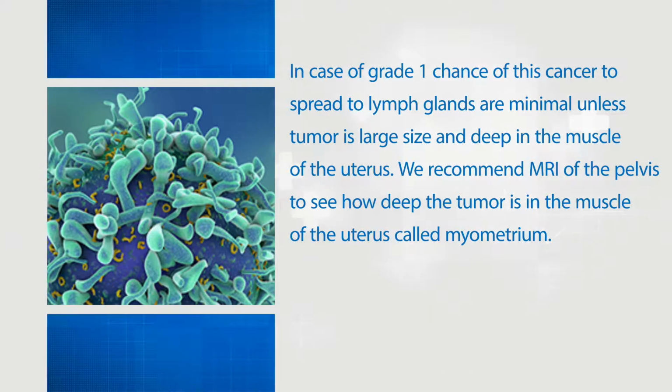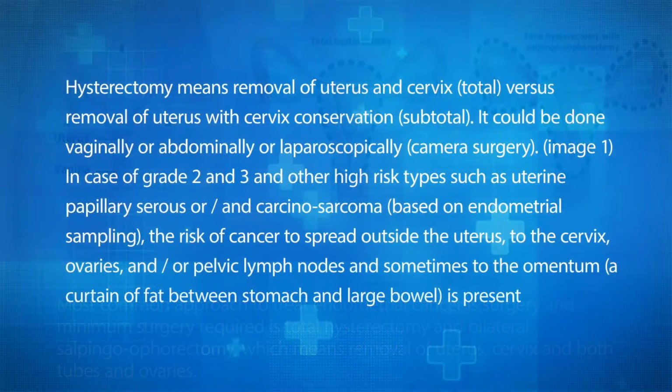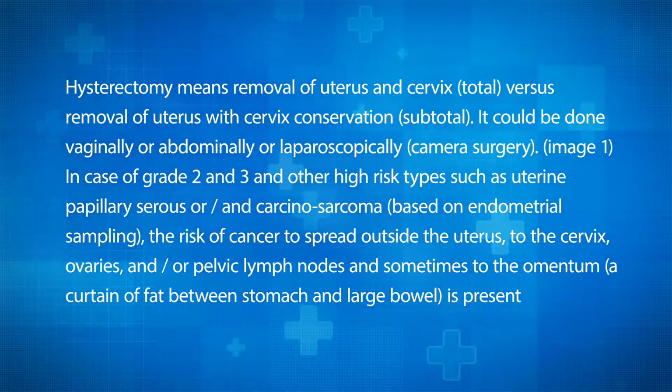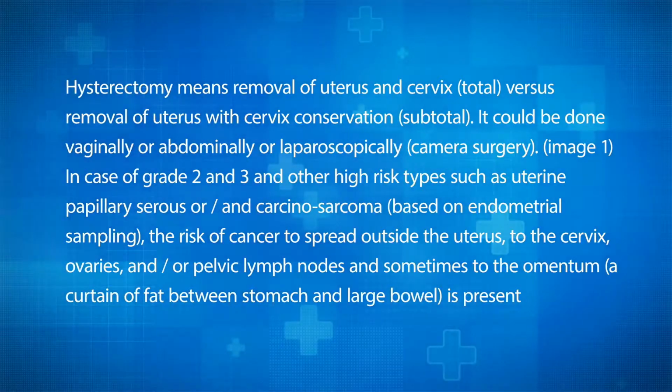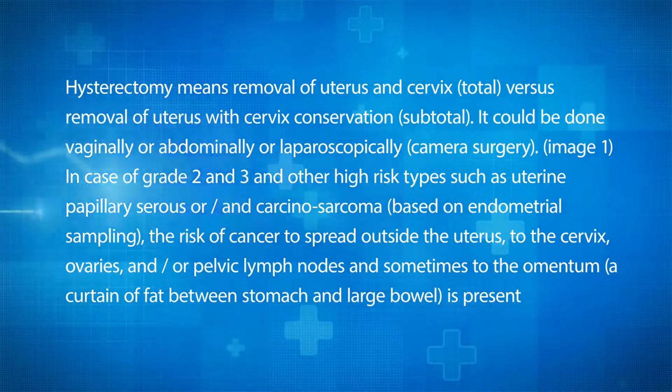The most common approach to treat endometrial cancer is surgery, and the minimum surgery required is a total hysterectomy and bilateral salpingo-oophorectomy, which means a removal of the uterus, cervix, and both tubes and ovaries. A hysterectomy means removal of the uterus and cervix total, versus removal of the uterus with cervix conservation subtotal. It could be done vaginally or abdominally or laparoscopically, which is a camera surgery.